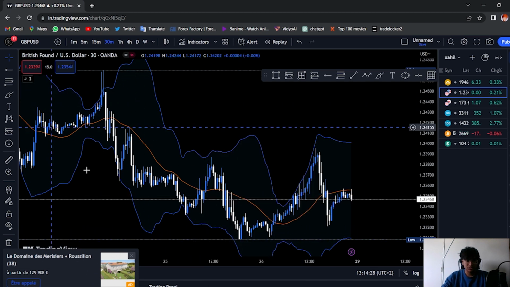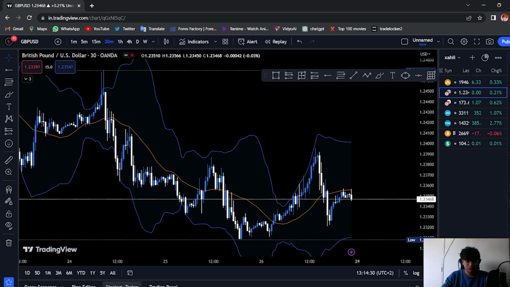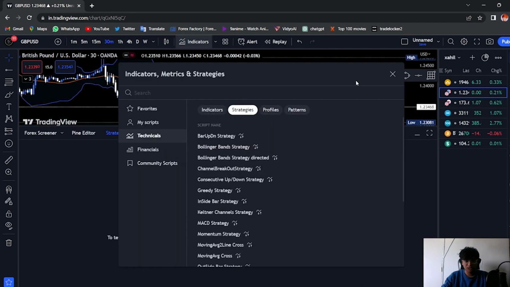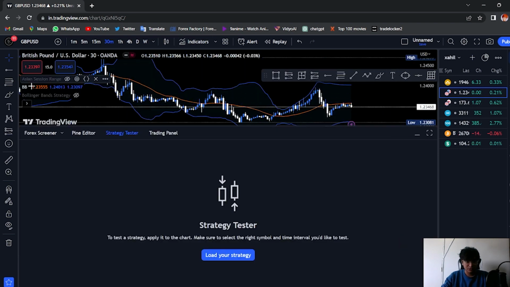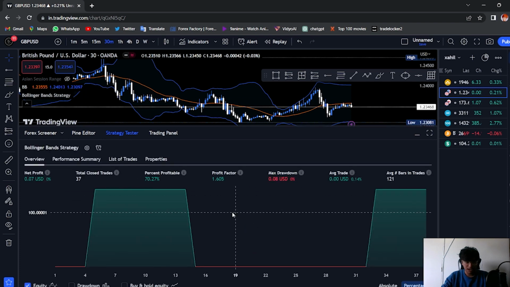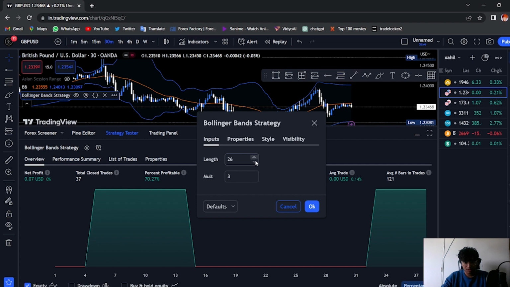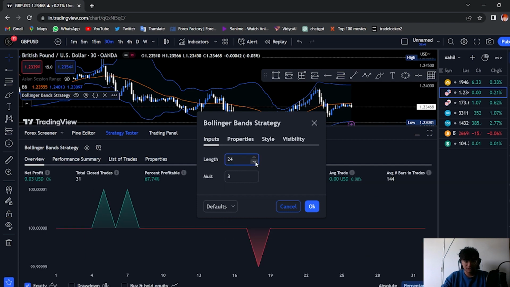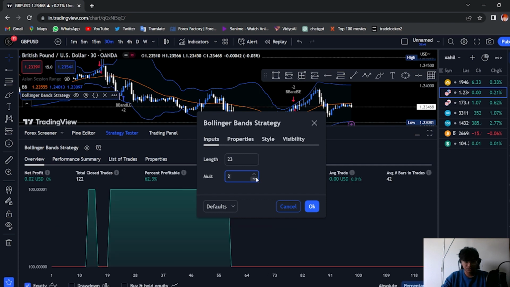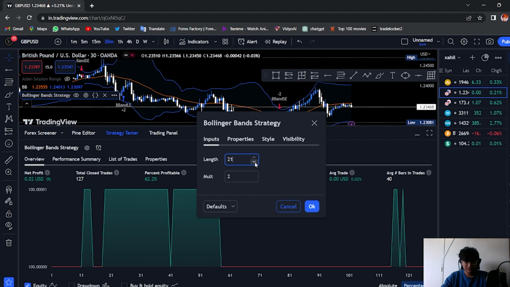I just go here, remove this, go to strategy tester, load the strategy. I don't need it because I have it already here. I'll just turn it on. And now what you do, go here, it's 26, right? Let's say we put the standard deviation to 2. Okay, we put it to 21, I guess, first.